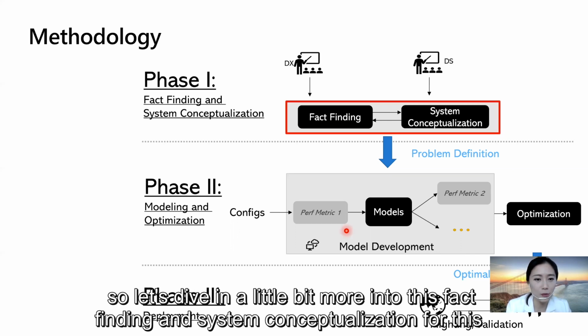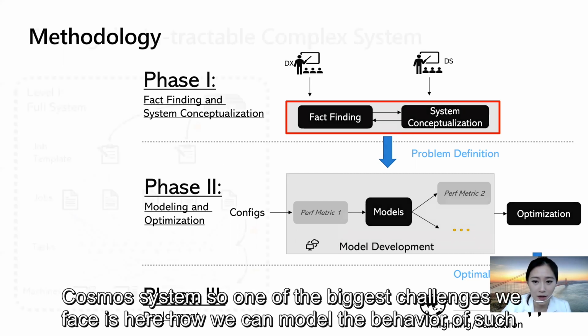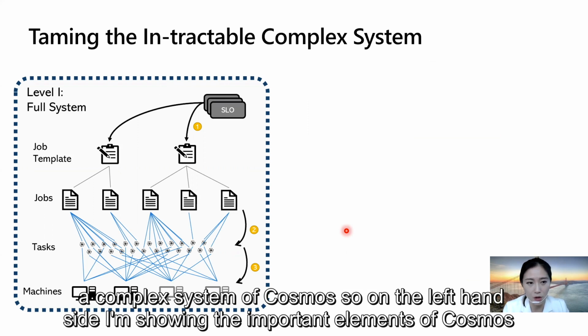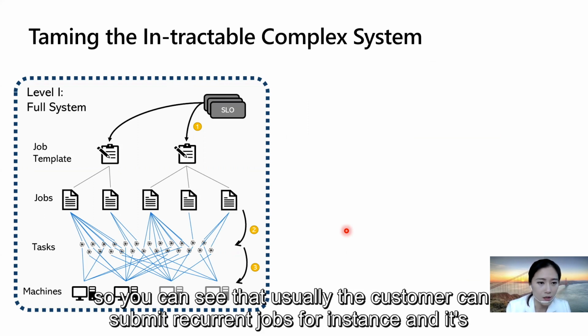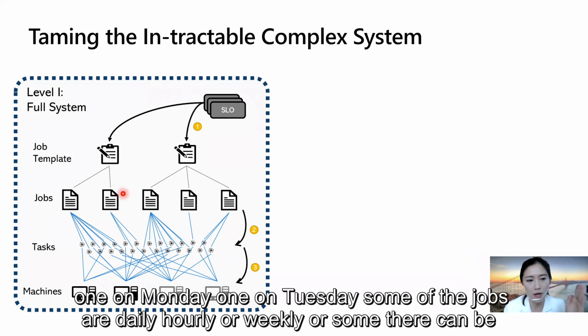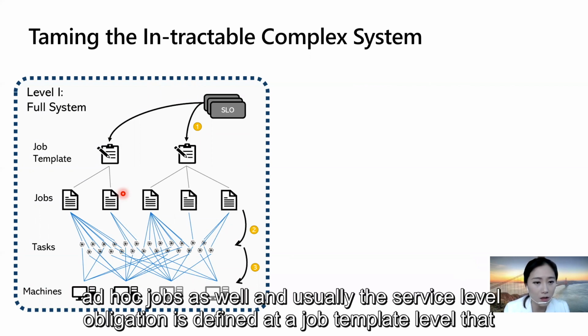So let's dive a little bit more into the fact-finding and system conceptualization for this Cosmos system. One of the biggest challenges we face is how we can model the behavior of such a complex system as Cosmos. On the left-hand side, I'm showing the important elements of Cosmos. Usually the customer can submit recurrent jobs, for instance, as a job template. Each job template will be mapped to multiple job instances, for instance, one on Monday, one on Tuesday. Some of the jobs are daily, hourly, or weekly, and there can be ad hoc jobs as well.